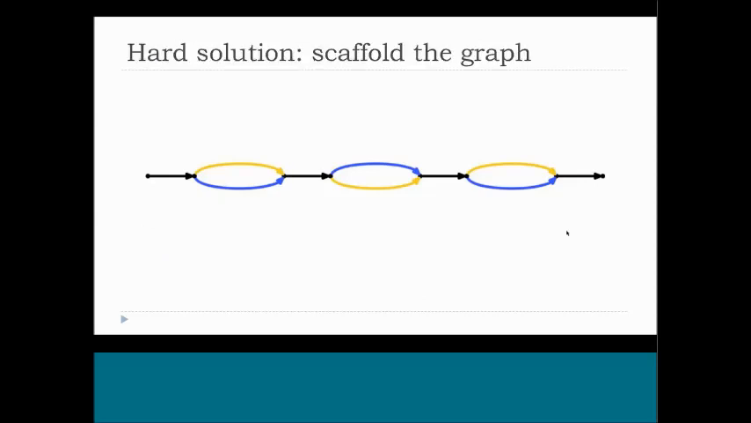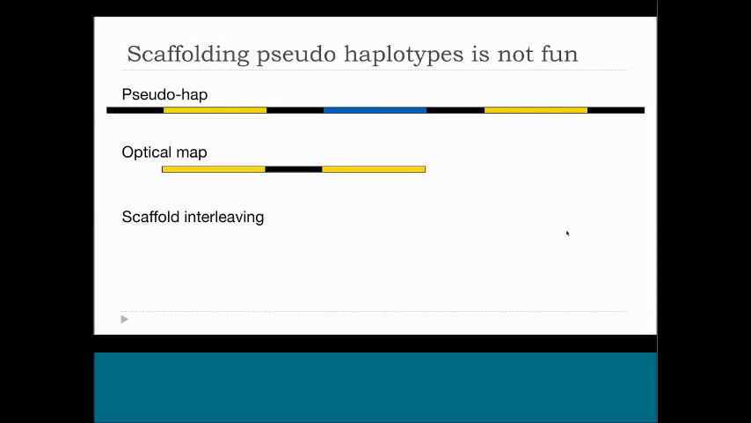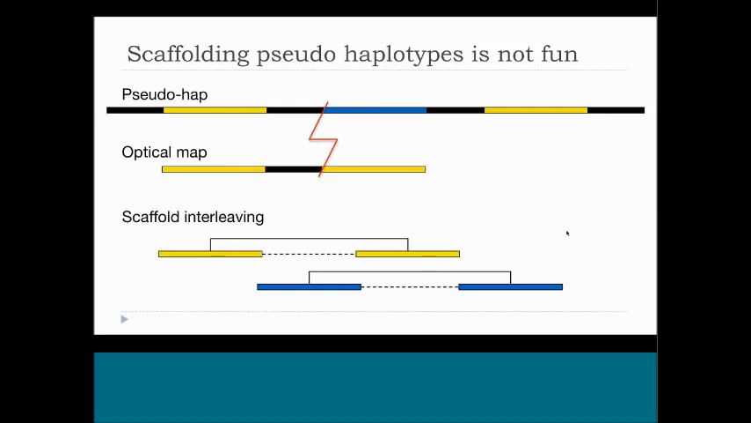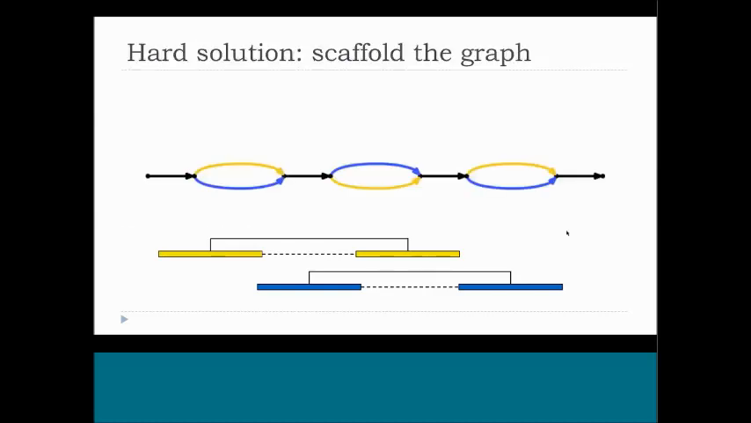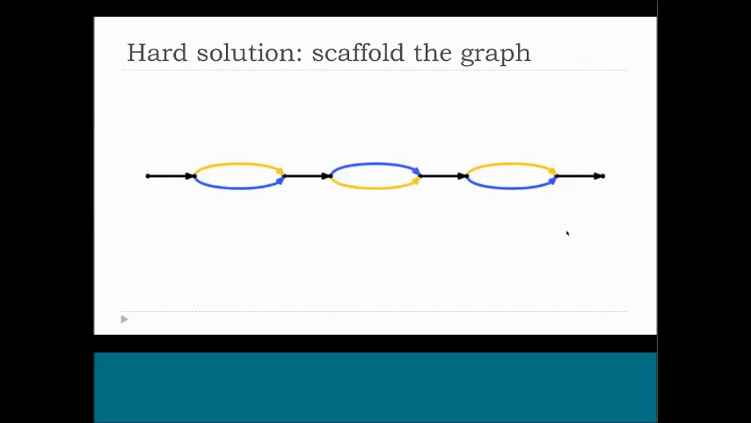The hard solution, which I think might be the correct solution, but it's still difficult to apply in practice, is to scaffold the graph. So rather than deal with the pseudohaplotype and apply scaffolding information to that, which then can cause these artifacts and problems, go back to the original assembly graph where we have this structure fully represented, and then apply the linkage information, so say these are Hi-C pairs, that I'm now linking the blue haplotype to the blue haplotype in the bubbles. This could infer a walk through that scaffold graph that would preserve phase. And so with the correct algorithms, you might be able to then tease apart the complete blue haplotype and the complete yellow haplotype in this case.